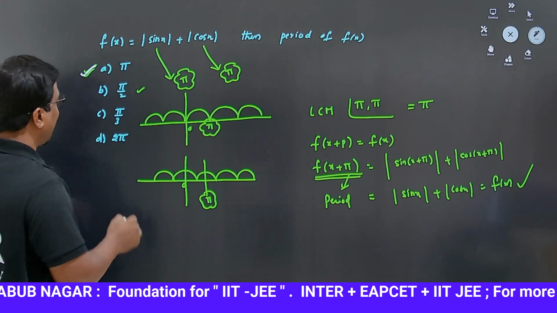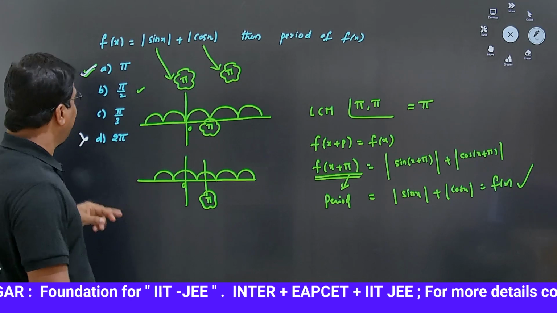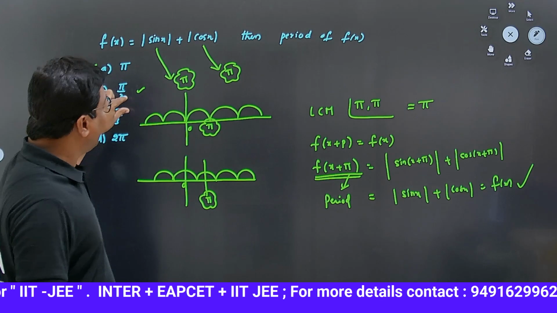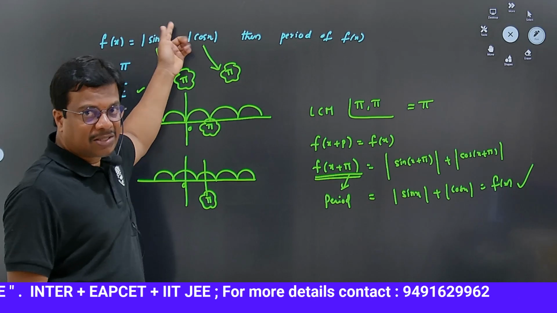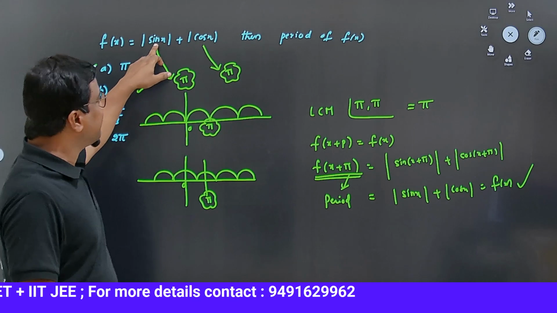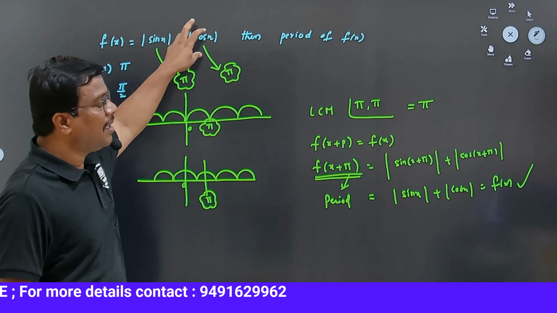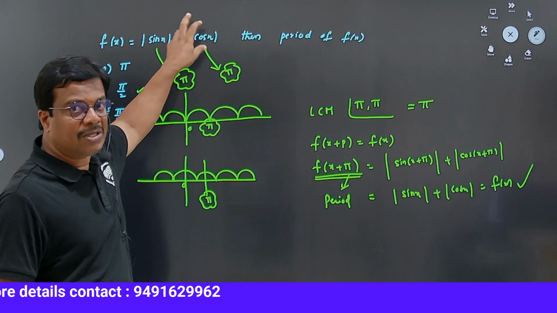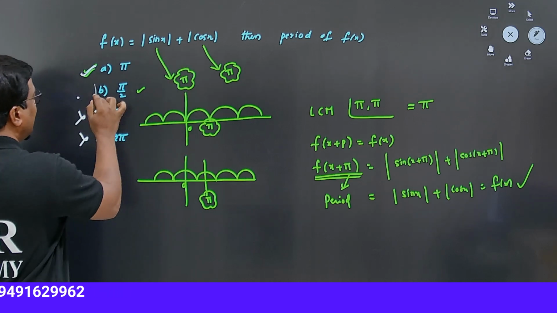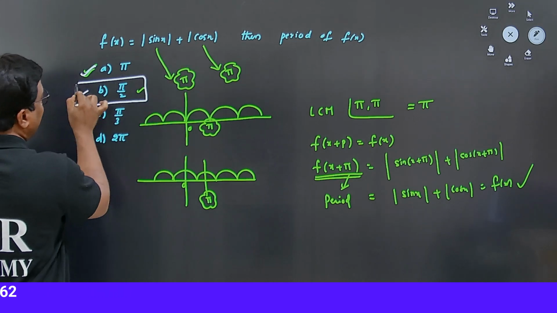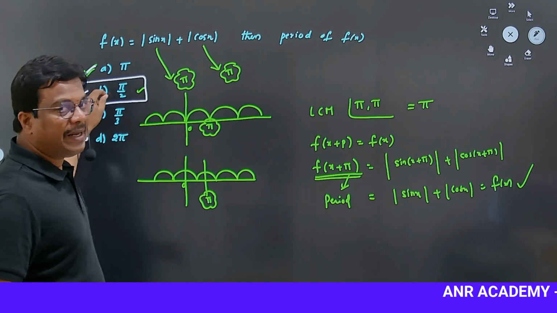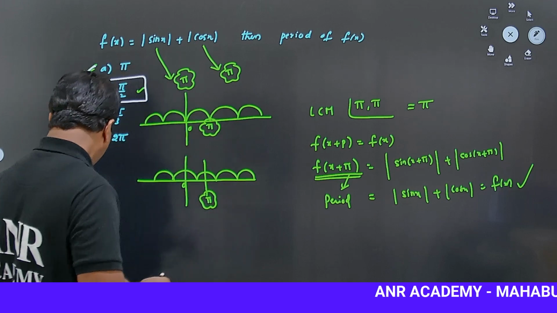2 pi is more than pi, so you have to eliminate the last option. You have to cross-check pi by 2 and pi by 3. When you write pi by 2, sine changes to cos, cos changes to sine. But when you write pi by 3, we get modulus of sine of x plus pi by 3 and modulus of cos of x plus pi by 3, and on simplification it doesn't equal f of x. So the least one is the right answer. Both pi and pi by 2 are correct, but the fundamental period is pi by 2, remember.